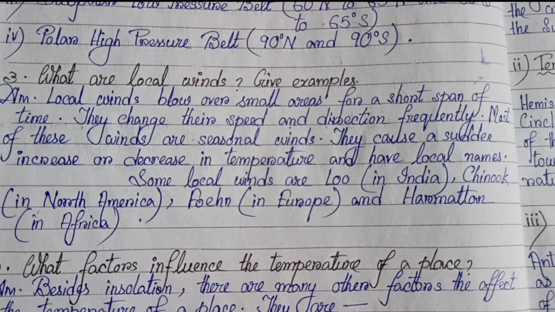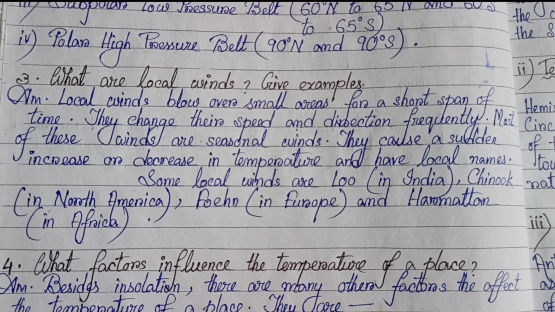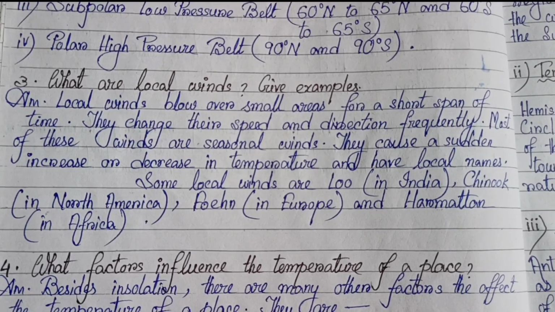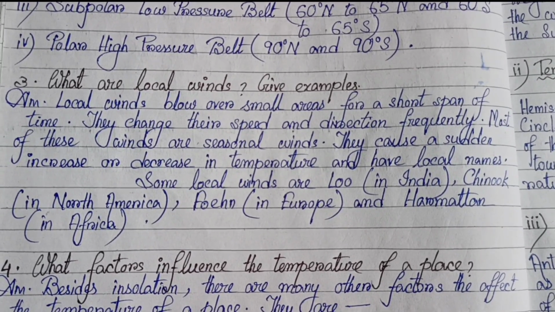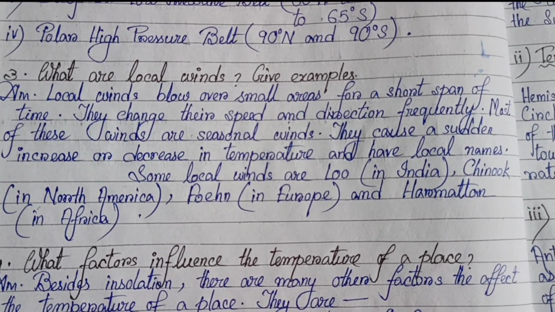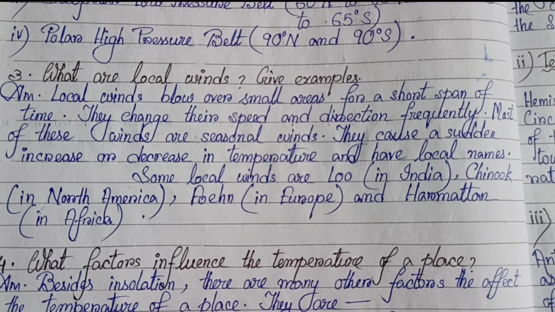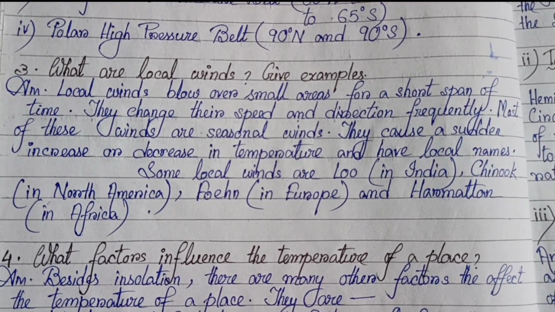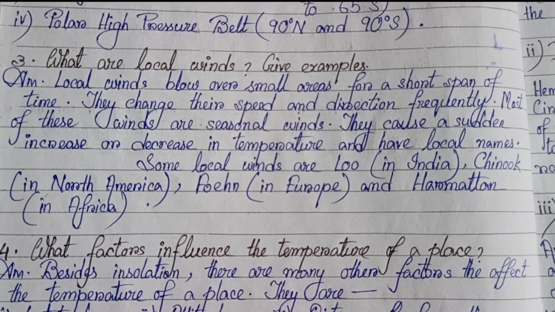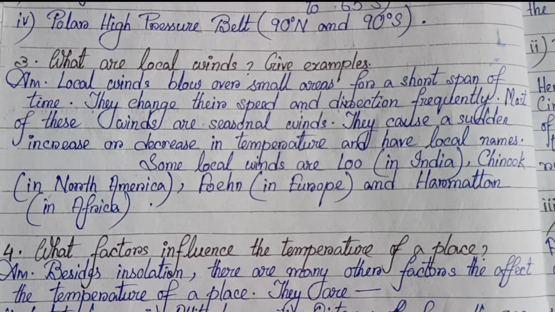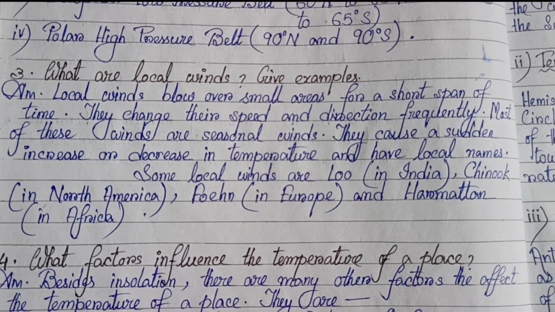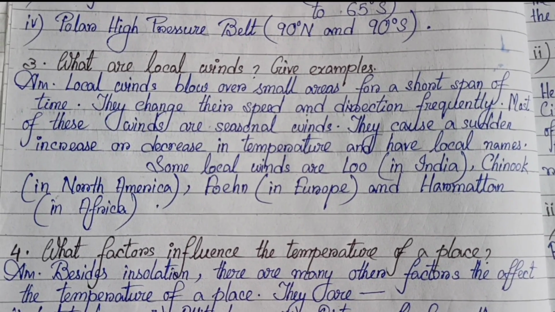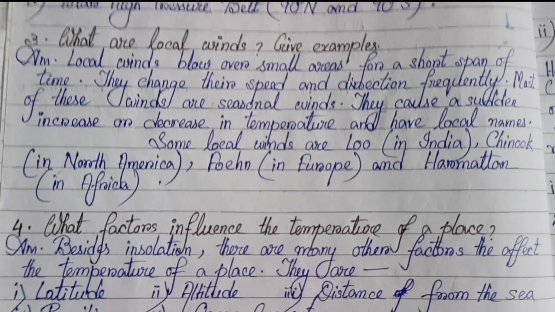Number 3, what are local winds? Give examples. Local winds blow over small areas for a short span of time. They change their speed and direction frequently. Most of these winds are seasonal winds. They cause a sudden increase or decrease in temperature and have local names. Some local winds are Loo in India, Chinook in North America, Foehn in Europe and Harmattan in Africa.